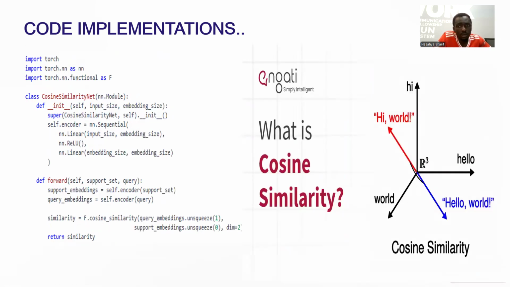Then next we're trying to implement a cosine similarity network. Our key components here are mainly the encoder and the similarity. So how are we going to do this? First of all, we encode support and query samples. After that, we compute cosine similarity between all the pairs, as you're seeing here, and then we return the similarity matrix. Just as simple as that.